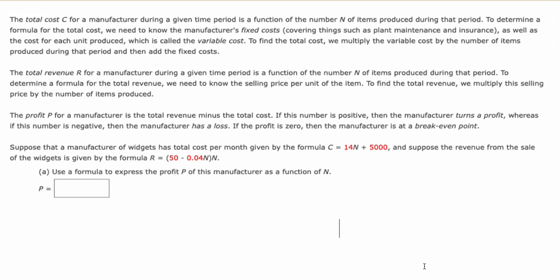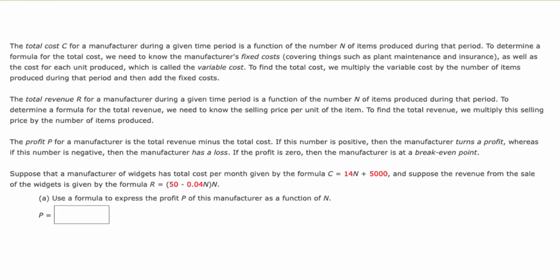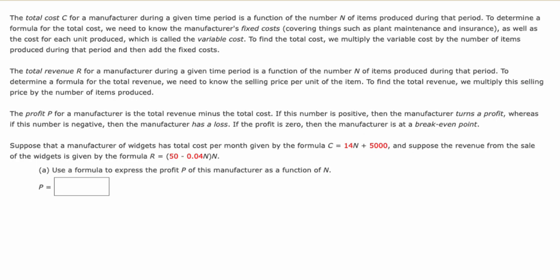All right, the problem says, let's say that the costs for this manufacturer are going to be 14n plus 5,000. And when it comes to the revenue, they've got a function with two n's in it. That's going to be a parabola when we graph it.